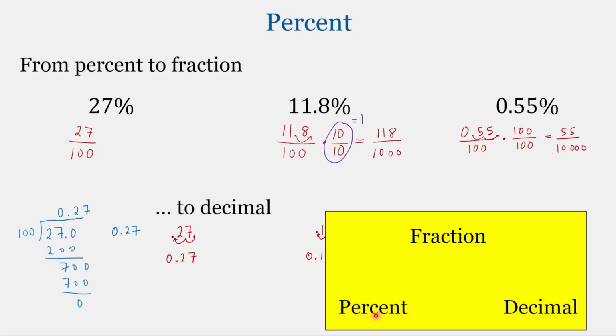So if we're starting with a percent, it's often convenient to first go to fraction form, and then from fraction form to decimal. So we'll go from 27% to the fraction 27 over 100 to the decimal 27 hundredths. Now let's look at going the opposite way, going from decimal to fraction.